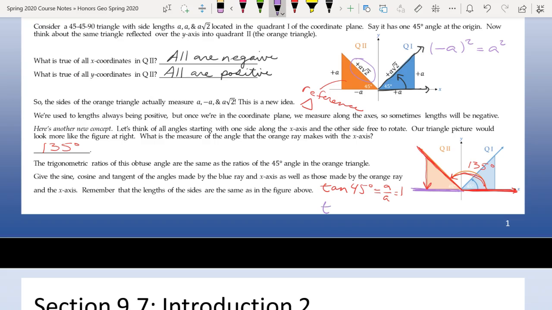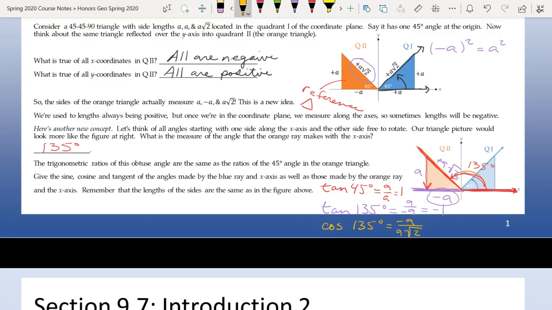So we discover then that the tangent of 135 degrees is related to that orange triangle. But that tangent has a positive a for the opposite side and negative a for the adjacent side. So we end up with a over negative a. That's equal to negative 1. Now take another look at that orange triangle and look at the cosine. So the cosine is now going to be this negative a, the adjacent side, over positive a root 2.